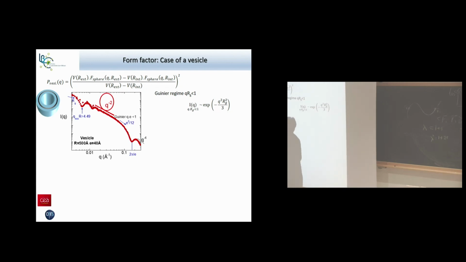So the typical characteristic of a vesicle is the intermediate region. When you are here, the large vesicle appears as a flat disk, and the characteristic dependence of a disk is Q to the minus 2, remember? The disk is a fractal, and here, when you have a Q to the minus 2 dependence, you can suspect that you have a vesicle.